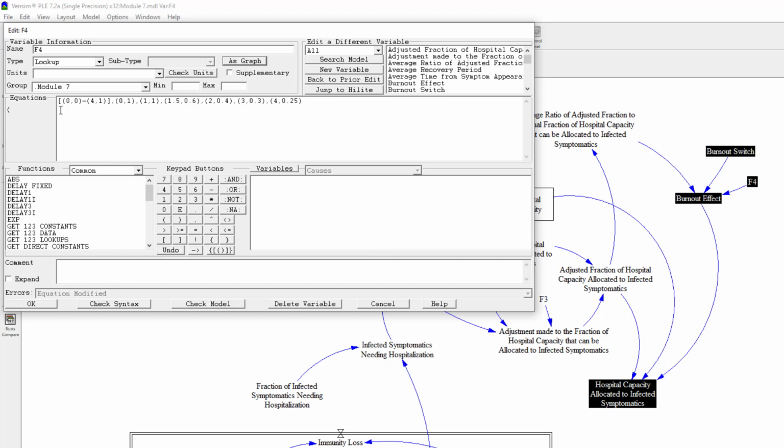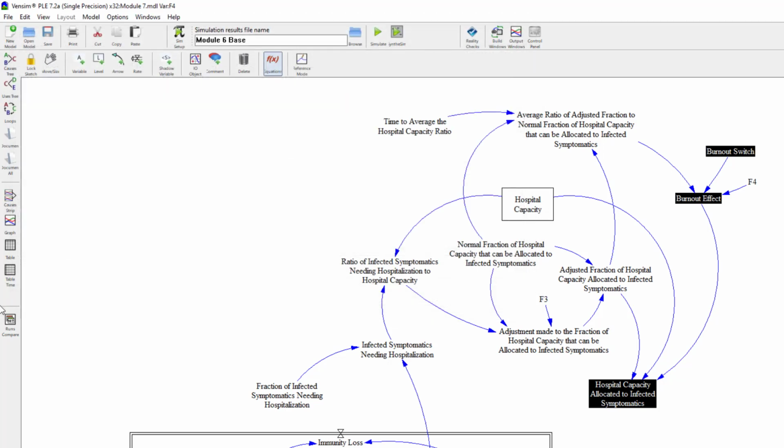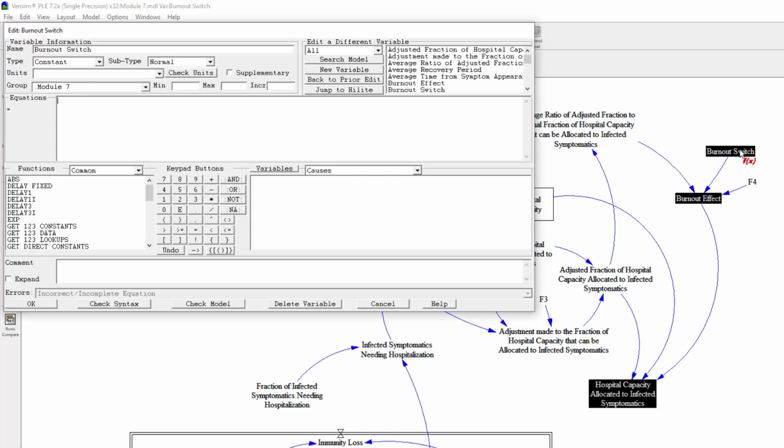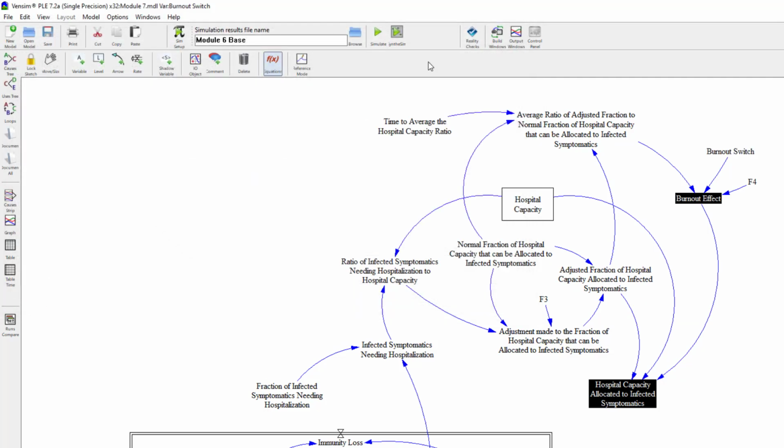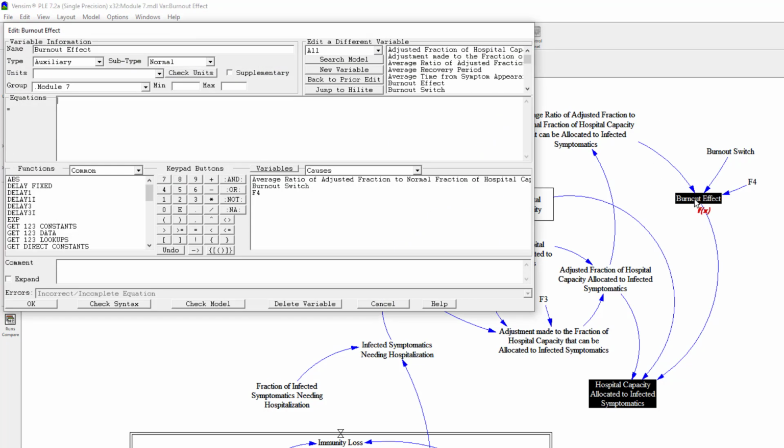Click OK. Select the unit, dimensionless. Click OK. Now let's go and look at the burnout switch. So far, let's just set it to 0. Okay, and then whenever we are running the simulation, we can change this value. So just remember this is 0. And let's now figure out the burnout effect.